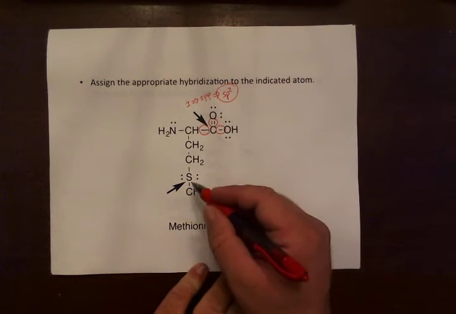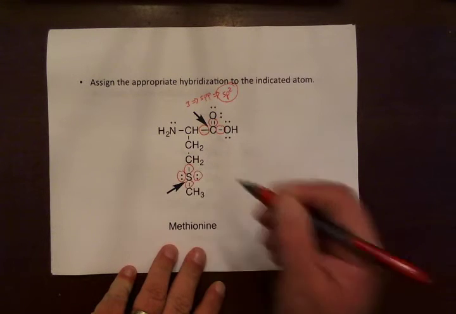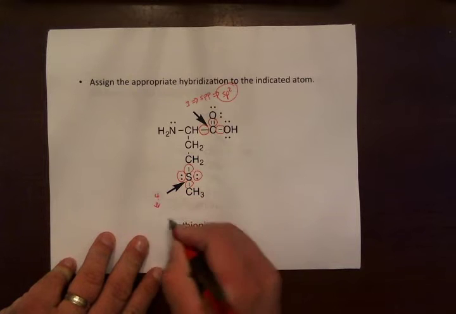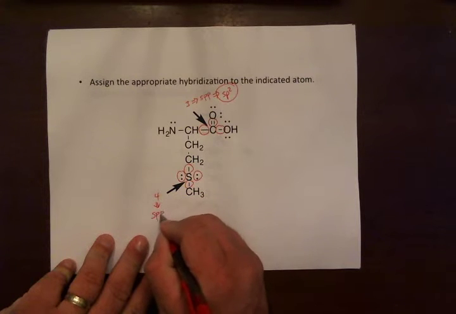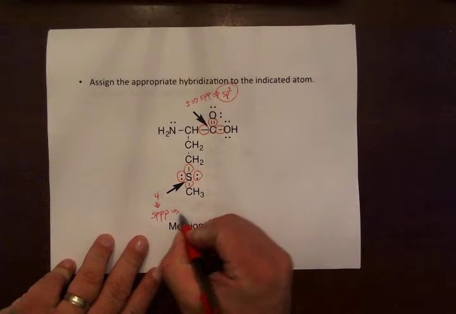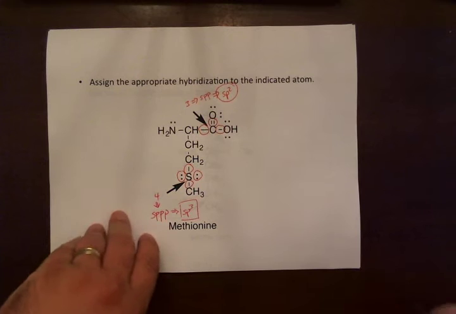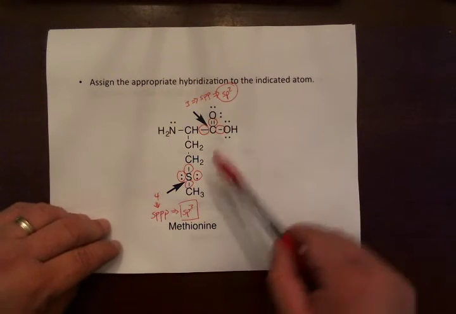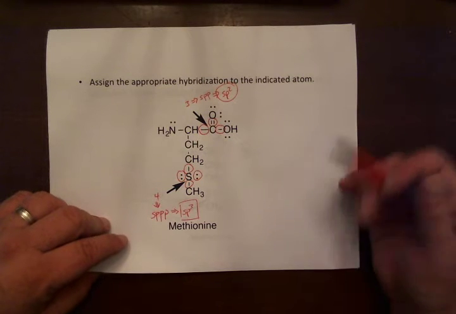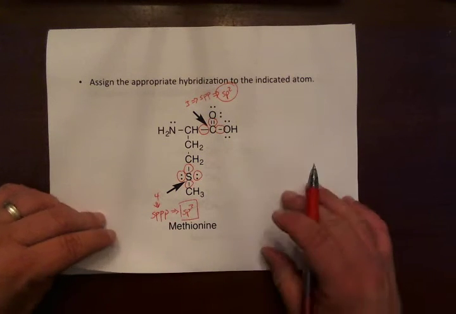Now for this one, we have 1, 2, 3, 4 groups, so we need 4 letters: S, P, P, P. So it becomes sp3. Now for these, don't forget to make sure that you have everything drawn. For the other ones and for this one, remember with skeletal structures, I don't have to draw the CH bonds.